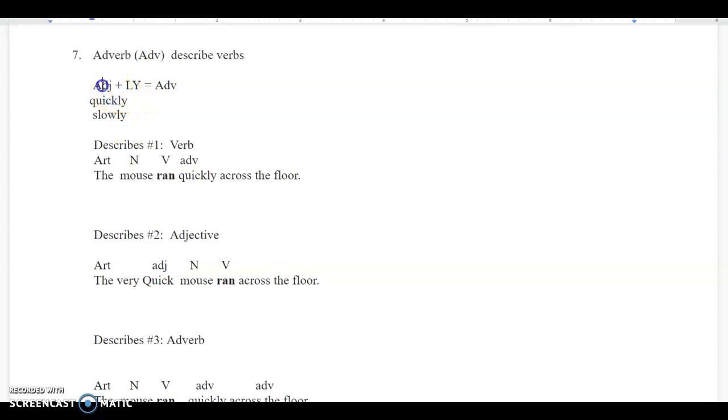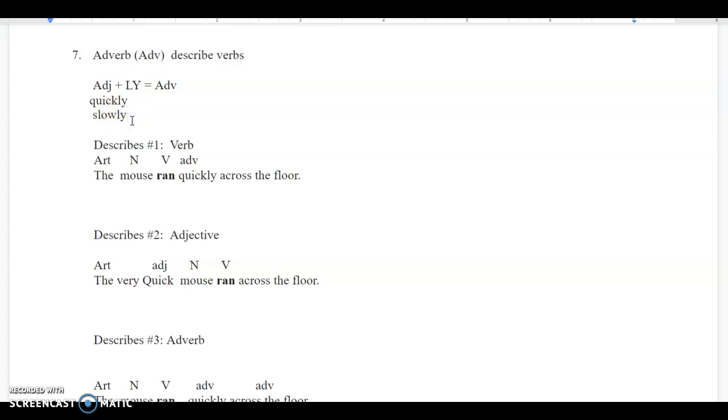So adverbs are actually adjectives plus the letters ly. So for example, we have quick, right? Quick is an adjective, because if I say the quick mouse, it's an adjective. But if I add the letters ly, it turns into an adverb, quickly. So many times you see a word that has an ly at the end, it's probably an adverb. So the opposite, slow, is an adjective, right? And add ly to make it slowly.